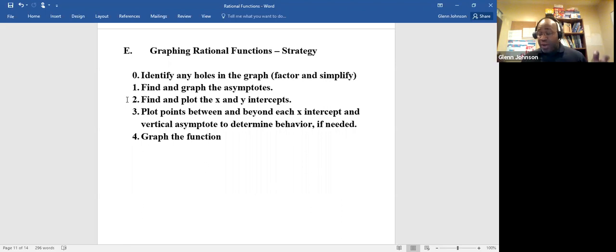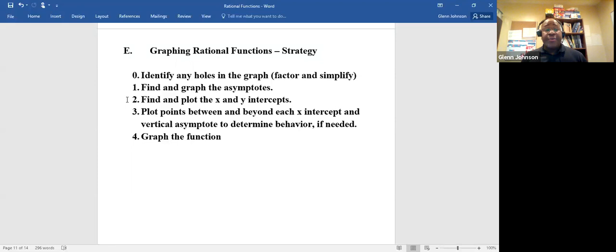Then step 1 is going to be to find and graph the asymptotes. So you want to locate the vertical asymptotes as well as any horizontal asymptotes. We walked through the process about how to find the asymptotes in the previous video. Then once you find the asymptotes, now we're just trying to plot some additional points to get an idea of where the graph is going to go. So always a good idea, find and plot the x and y intercepts.